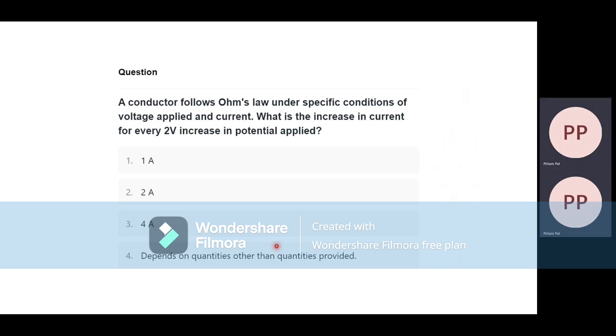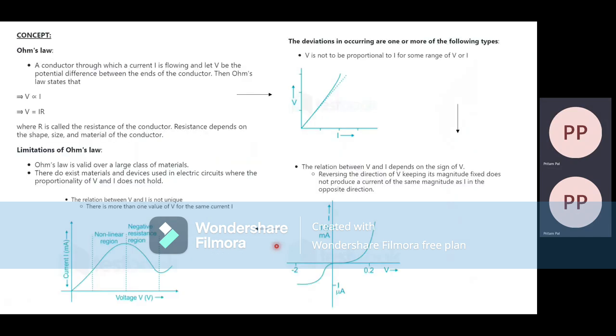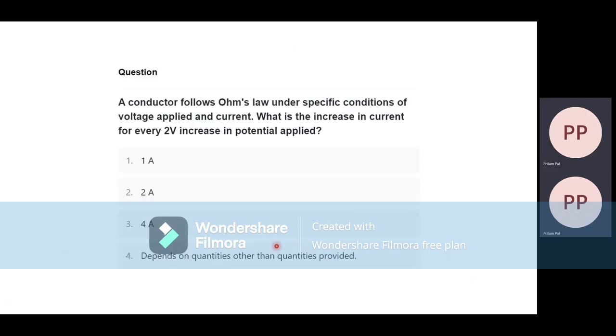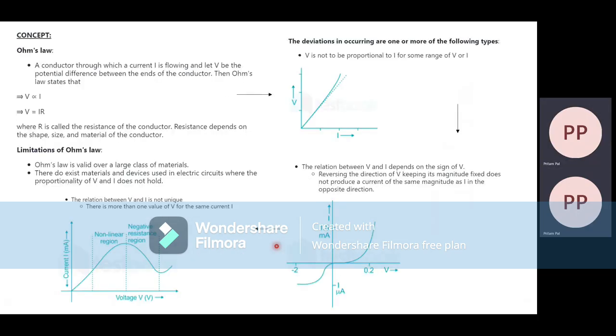To solve these questions, as I mentioned, for linear materials, with a conductor which is following Ohm's law, we can simply use the formula of how the voltage will be related to the current. That is simply V equals IR, right?